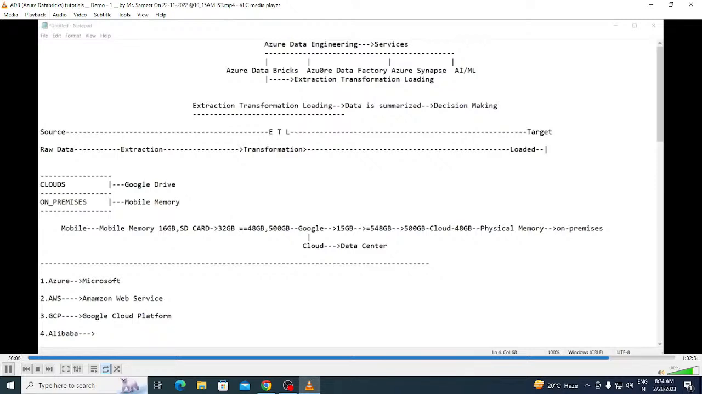Sir, are you explaining the deployment process? Yes, of course. We will see the deployment process, as this is all a technical subject. Yes, sir, ADF and ADB also. Is a deployment process required in the classes? Yes, yes. Is there any combined batch for both Databricks and Data Factory?